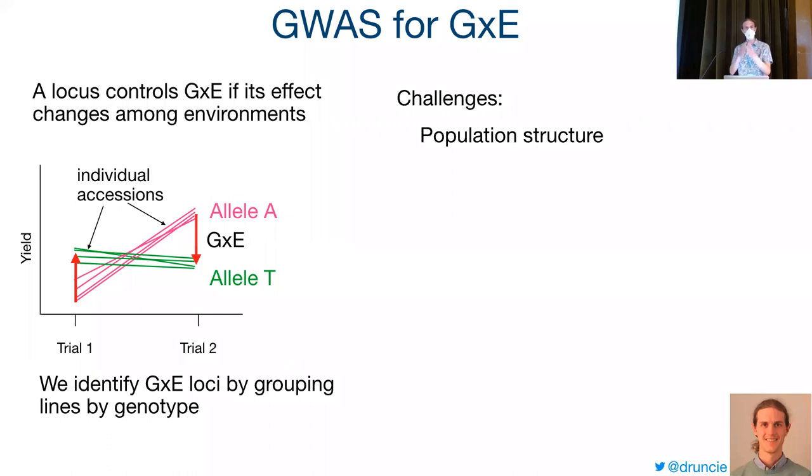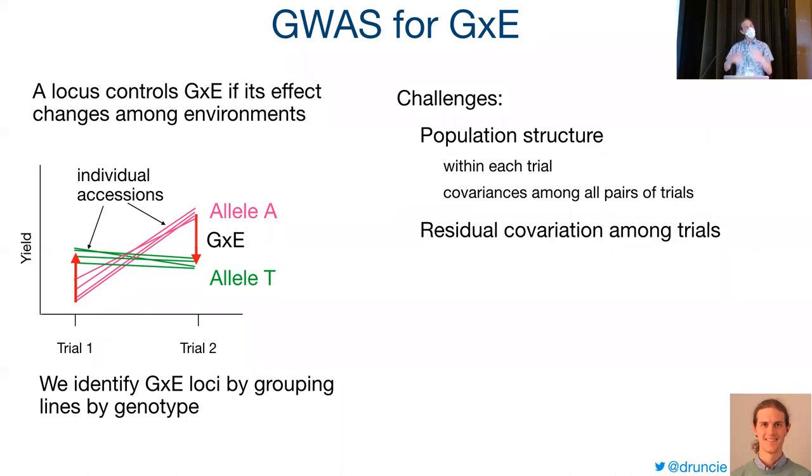In a regular GWAS, we often worry about population structure correction. In G by E GWAS, we have to do that also, but we have to correct for population structure in every trial and in every covariance parameter across any pair of trials. So there are a lot of possibilities for population structure to get in the way. We have to also account for the residual correlation structure among the trials.